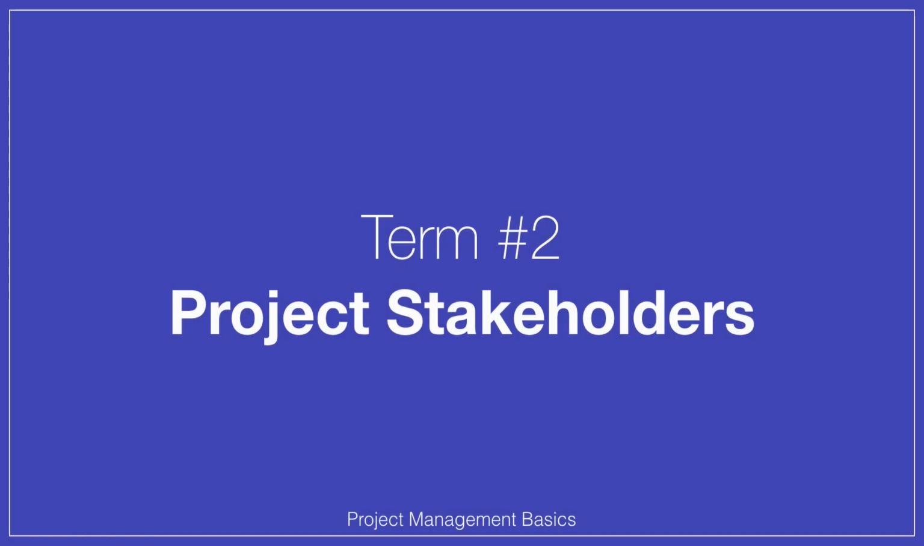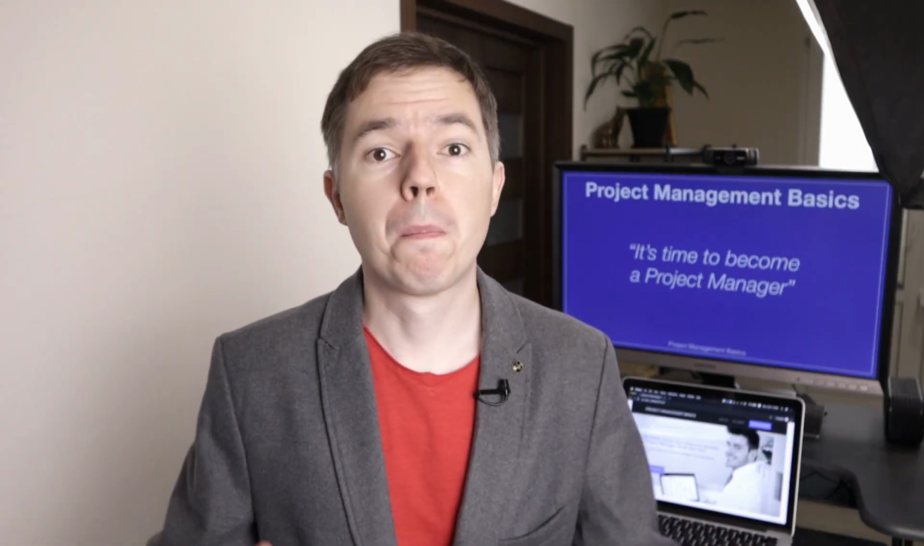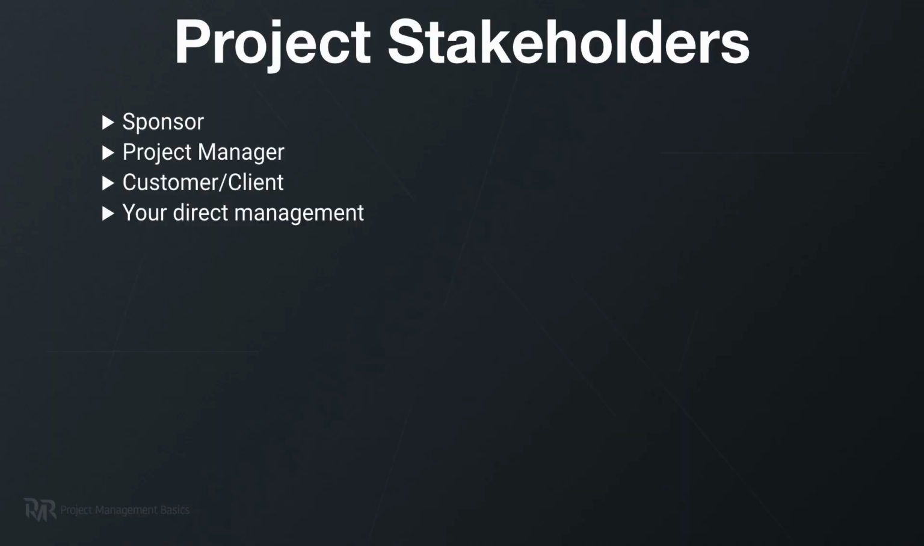Second term is stakeholders. A stakeholder is a person or a group of people who can impact the project or can be impacted by the results of your work. We are talking about positive and negative impact here. For sure, people who pay for the project and people who will benefit from the project results are your key stakeholders. But there are dramatically more stakeholders even on a smaller project.